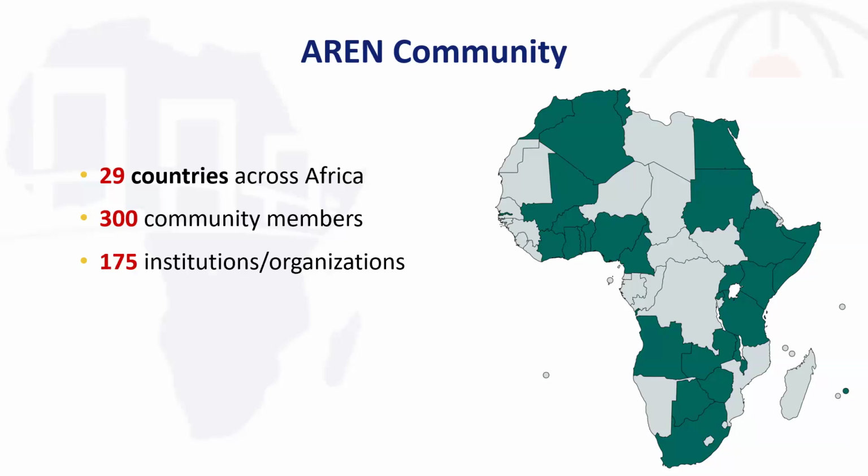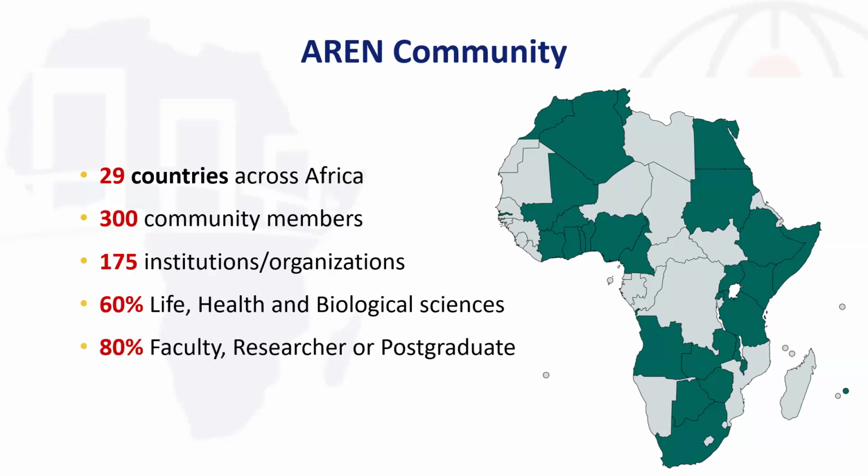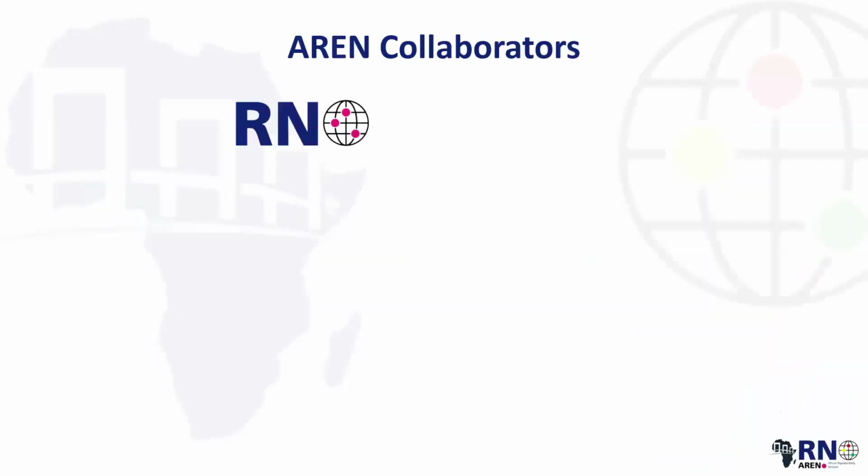We are also within 175 institutions and organizations across Africa, and 60% of our community come from the life, health, and biological sciences, and 80% of them are faculty, researchers, and postgraduate students. And these are the main target of our efforts, because these are the people who are conducting research and making policies in their institutions.